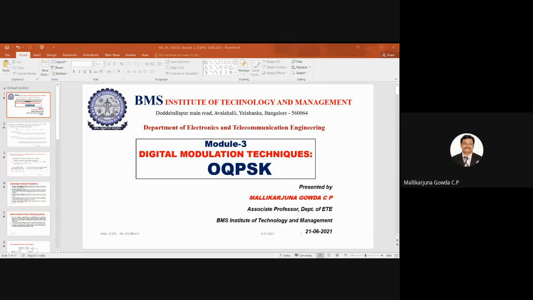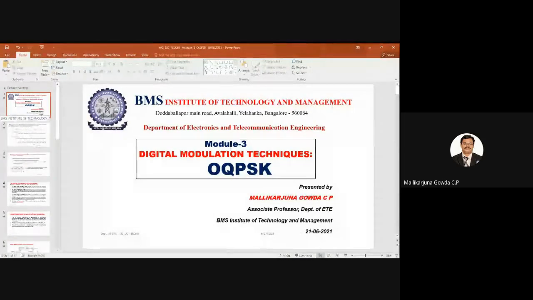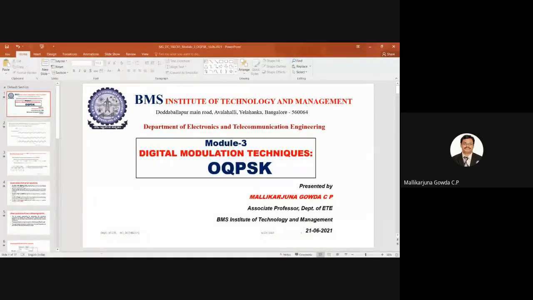Yes, my dear students, what we discussed in the previous class was about QPSK, right? And I was saying what the drawbacks in QPSK are. To overcome those drawbacks, we go for offset quadrature phase shift keying, right? Is it possible for any one of you to say what the drawbacks I discussed in QPSK are?